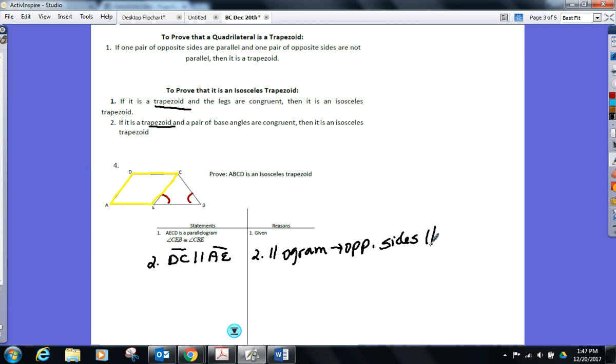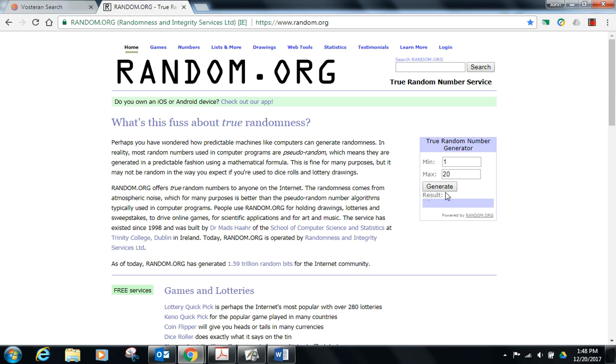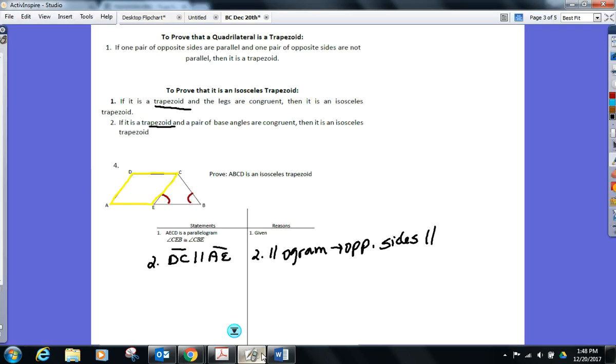Michelle got you DC and AE. How can you make that go from AE to AB now? By using a theorem. So DC, not only parallel to AE, but if I extend it out to AB, they're also parallel. So extensions of parallel lines.